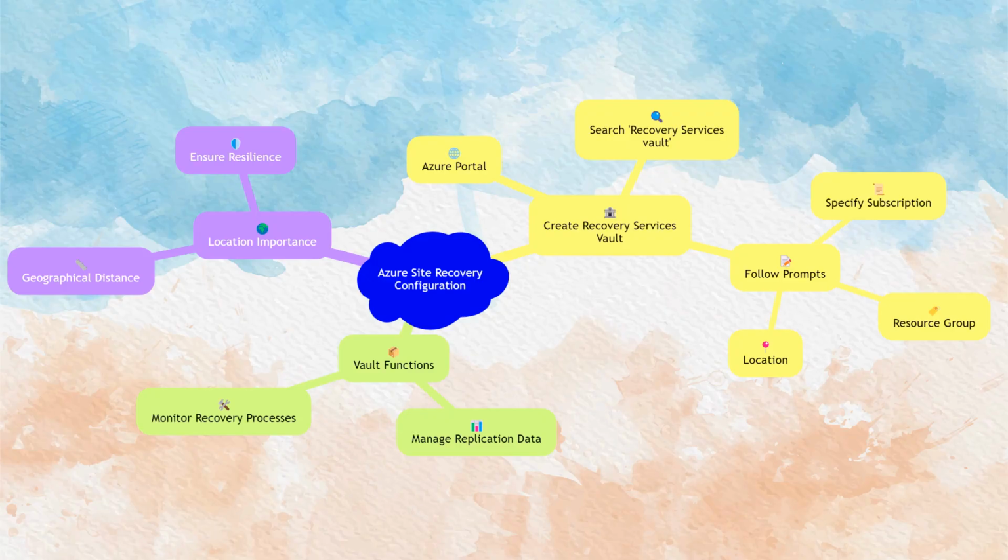The first step in configuring Azure Site Recovery is to create a Recovery Services Vault. This vault acts as a storage container for your replication data and recovery plans. To create a vault, navigate to the Azure portal, select Create a Resource, and search for Recovery Services Vault. Follow the prompts to specify the subscription, resource group, and location for the vault. Once created, the vault will be used to manage and monitor your replication and recovery processes. It is important to choose a location that is geographically distant from your primary site to ensure resilience.